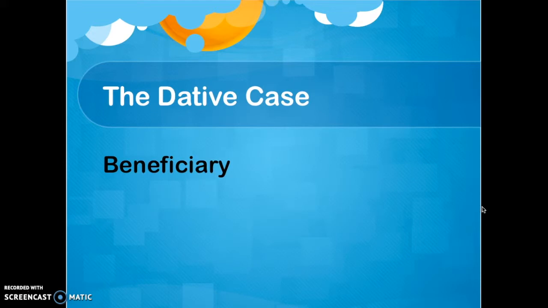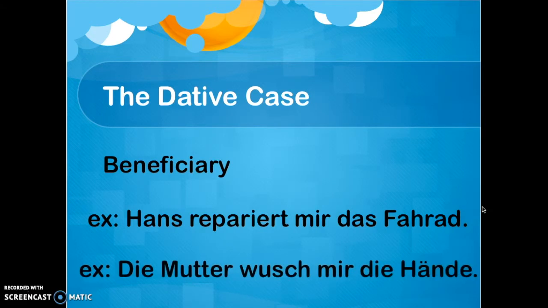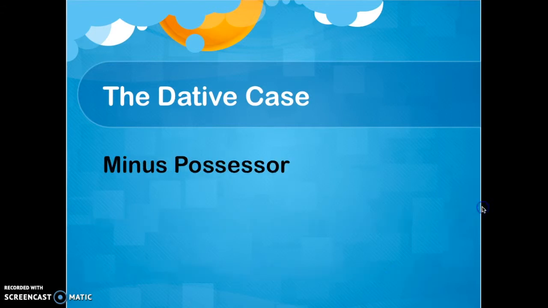It could be, as in the case of this example, Hans repariert mir das Fahrrad. However, it could also be part of the beneficiaries themselves, such as Die Mutter wusch mir die Hände, where the hands are actually a part of myself, like mir. And finally, the minus possessor is when the direction of the object transfer is reversed.